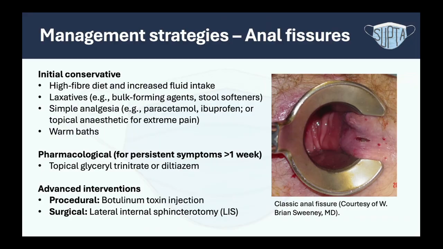However, if the symptoms persist for more than a week, then we can move on to a more pharmacological approach. Often a topical GTN ointment is given, or you can give them diltiazem, which is a calcium channel blocker, which works by relaxing the internal anal sphincter and reduces any muscle spasm. If these approaches are unsuccessful, then we can consider more advanced interventions like giving a botulinum toxin injection, or we can consider surgery.